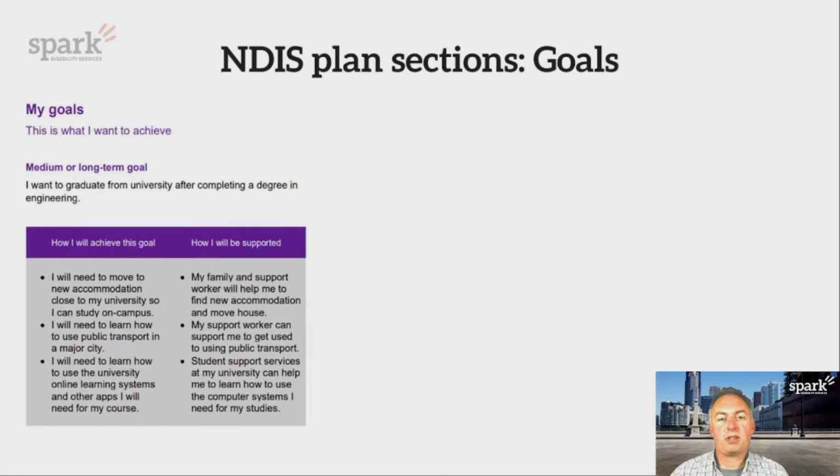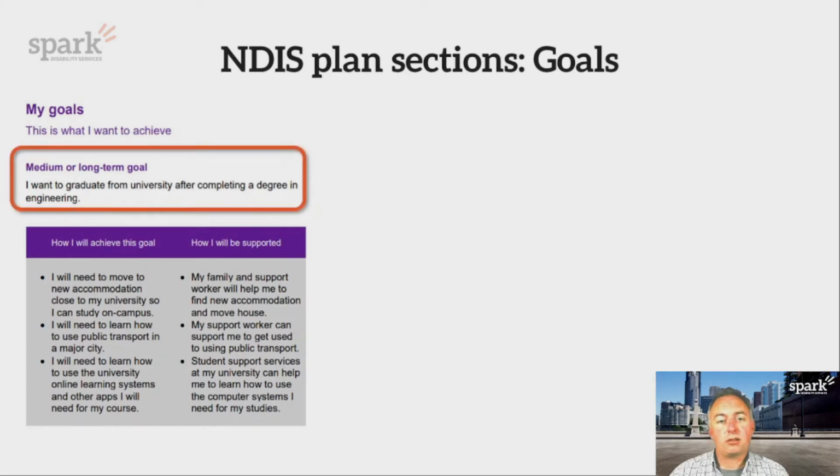Here's an example of what the goal section might look like. I'm going to use the example person that we were discussing in part 1 of this video series, how they wanted to go to university and receive their degree. So their longer term goal, as I've highlighted here in orange, is that they want to graduate from university after completing a degree in engineering, for example. You might recall our person, and here's where they want to get to, their degree.